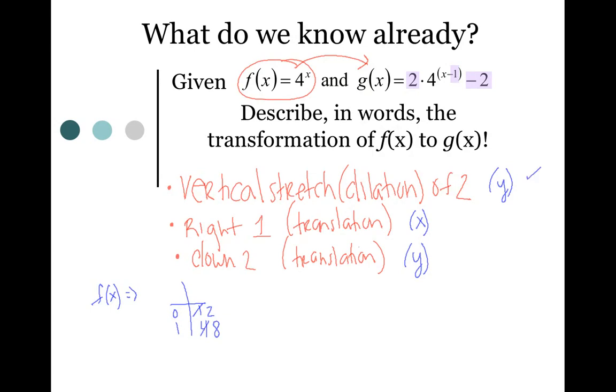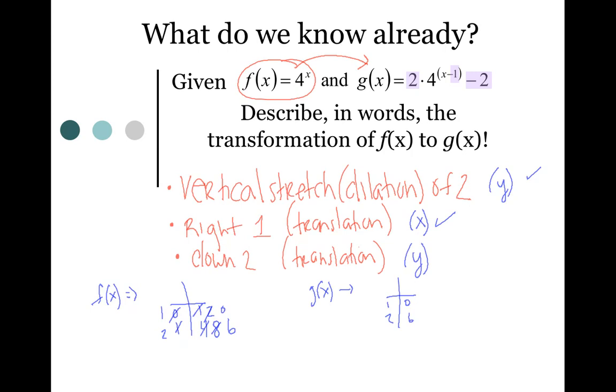Done. And then I move right 1. That's going to impact x. This is now going to be 1 and 2. And then it's going to go down 2. Now this is going to be 0, and this is going to be 6. So for g of x, I now have 2 coordinate points: 1, 0, and 2, 6. And I could go ahead and graph it.